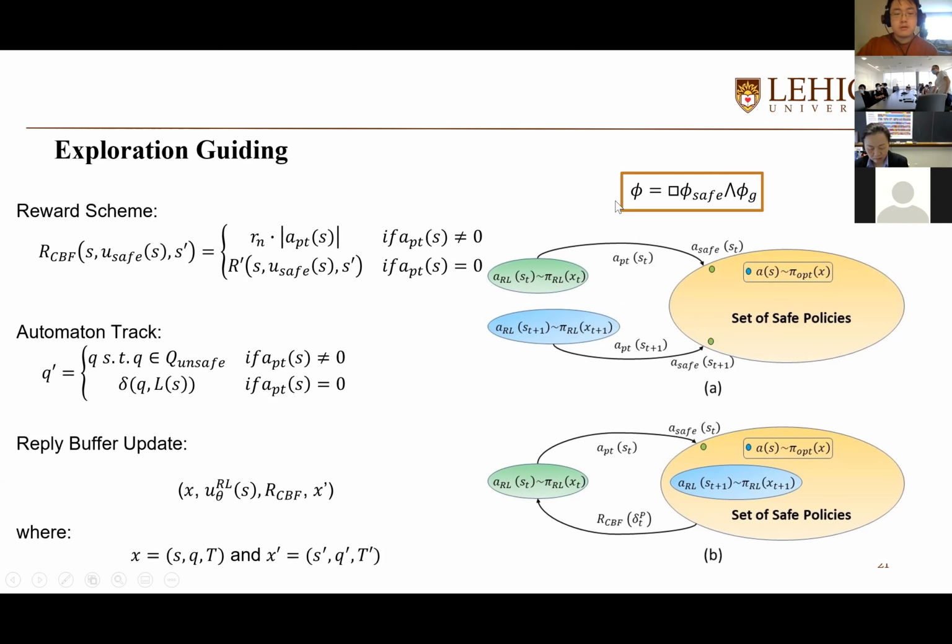And also we verify that because our formula is in this form, the optimal policy should satisfy the safe and optimal requirement, which means the optimal policy is a subset of the safe policy.